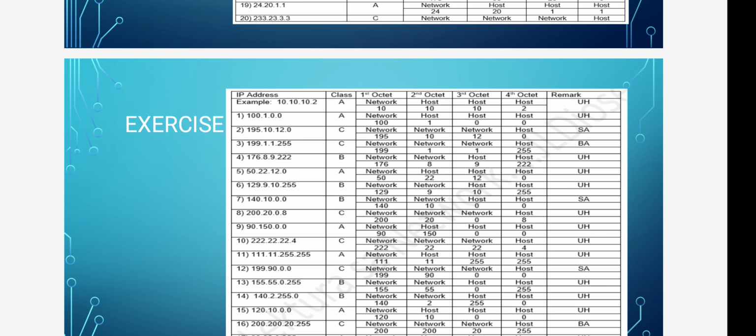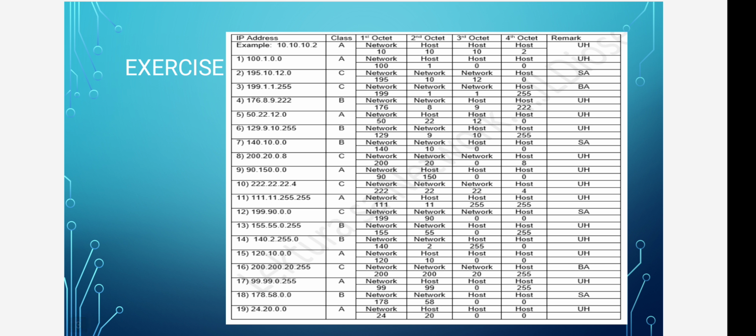We're going now to Exercise 2. Defining the remark of each IP address. Number 1, we have 100.1.0.0. It is a class A. Also, as we go by, I have to teach you the rule in finding the subnet address, broadcast address, and usable host.